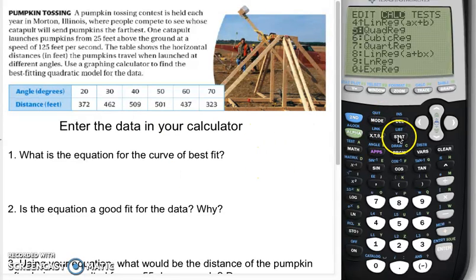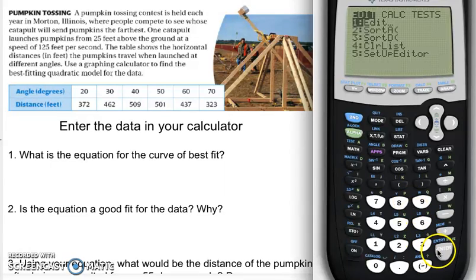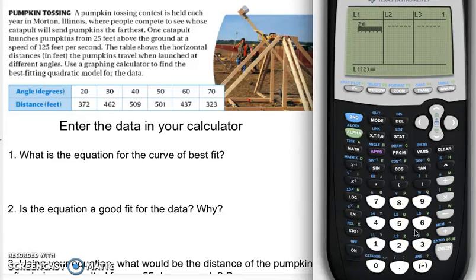So enter the data in our calculator. I'm going to press the stat button, edit, and type 20, 30, 40, 50, 60, 70. A hint: this is a quadratic equation. See how at 372 it goes up, it goes up, it goes down, it goes down, it goes down. That's kind of a hint that this could be a quadratic equation. So I'm going to type in 372, 462, 509, 501, 437, 323.